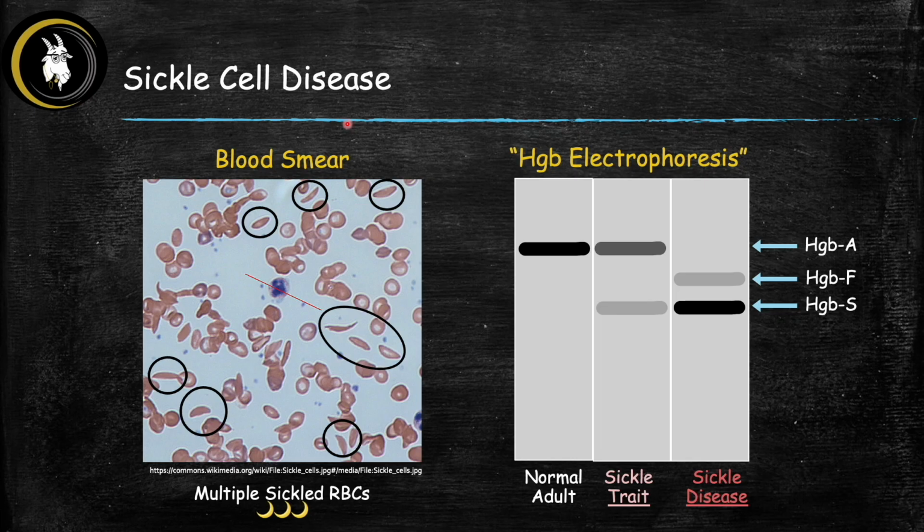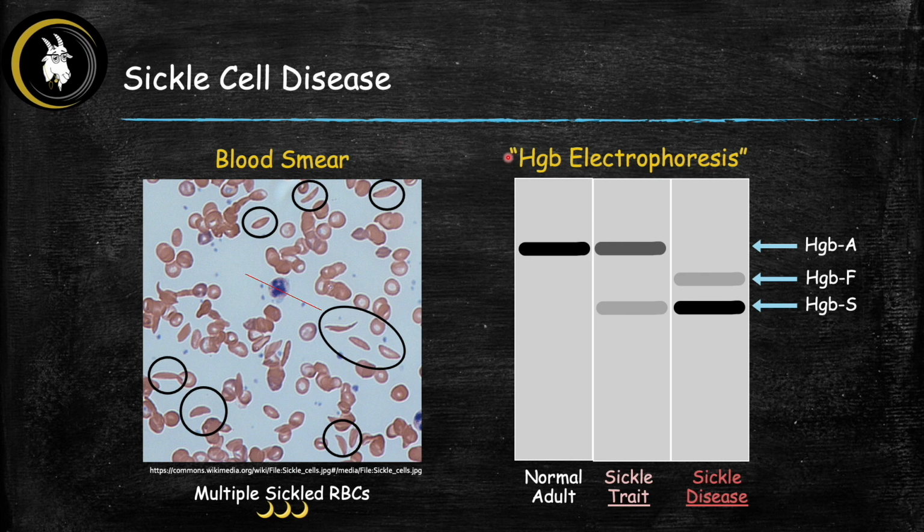So let's look at some pictures to make sure you understand the clues we just talked about. Over here is a standard peripheral blood smear of a patient with sickle cell disease. And what you see inside the black circles are these sickled cells. And you can clearly see that they have a very different crescent shape compared to the normal red blood cells.